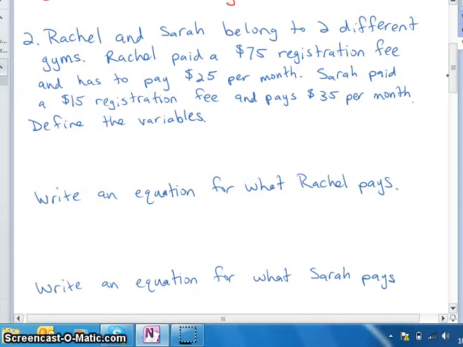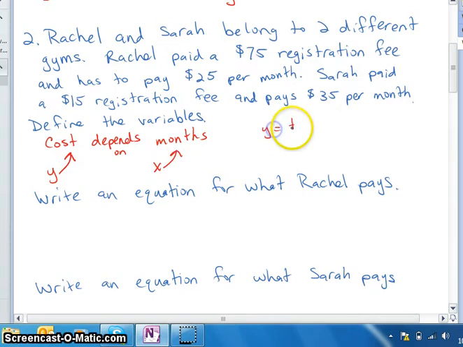Probably how long they belong to the game and how much they have to pay. So which depends on the other? The cost depends on how many months. So Y depends on X. Y is your total cost. X is the number of months.